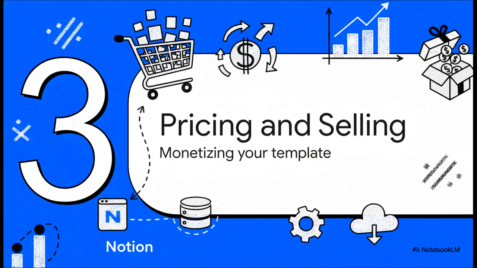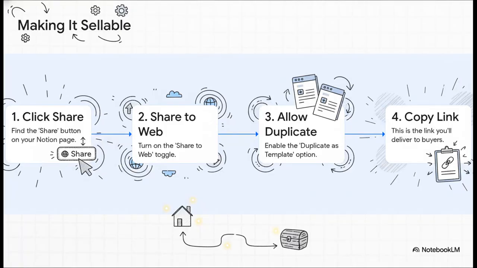All right, so you've built your template, now what? The next step is to actually turn it into money, and that means doing a tiny bit of technical setup and answering that all-important question, how much do I charge for this? This right here is the entire technical setup. Seriously, it's like 4 clicks. You go to Share, flick on Share to Web, make sure you allow duplication, and then copy the link. That link is what your customers get after they buy. It honestly couldn't be any easier.